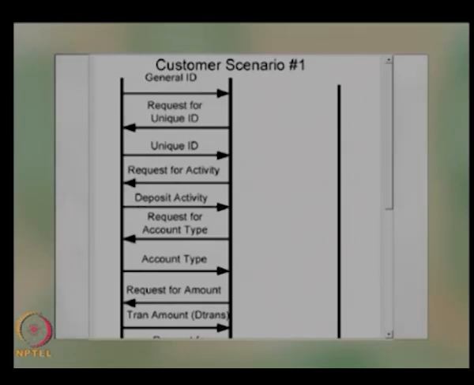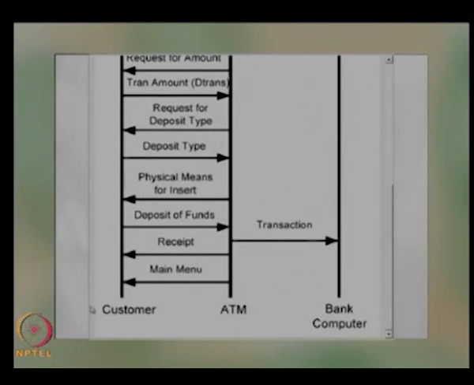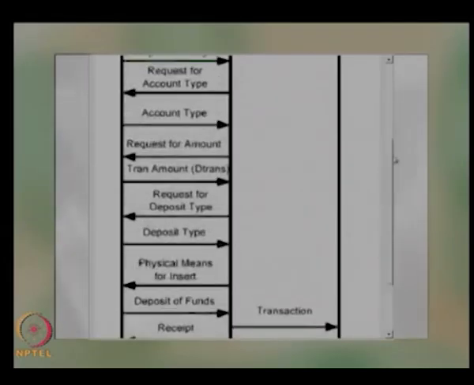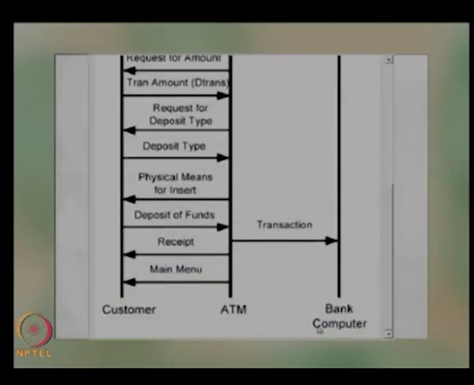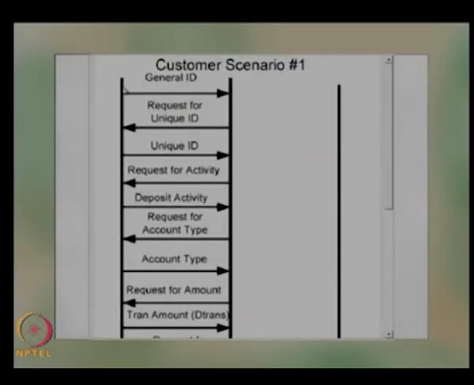Here the customer wants to make a deposit. This is the customer, this is the ATM, and this is the bank computer or the central server. What kind of interactions take place between these entities? The customer is an external system, the ATM is the main system of interest, and the bank server is again an external system which interacts with the ATM. The customer will provide a general identification to the ATM, in the form of an ATM card, or a thumb impression, or whatever form you would like to have.